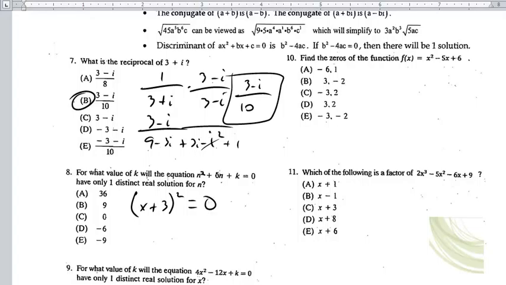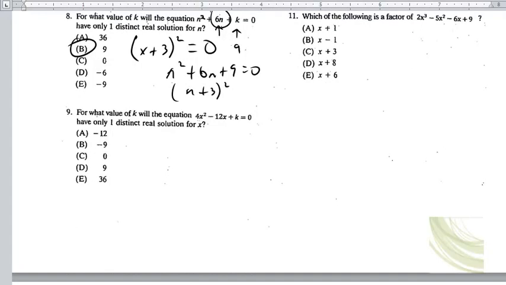Okay, so how do you make that a perfect square? Well, if it's 6n, then that's going to be a 9. Because think about it, if I did n squared plus 6n plus 9 equals 0, that would factor to n plus 3 quantity squared, which would give me one distinct solution. The way I did that is I did half of that squared. It's like completing the square. Half of 6 is 3, squared is 9. And so my answer is 9.